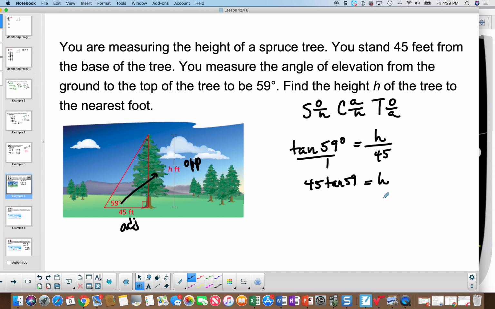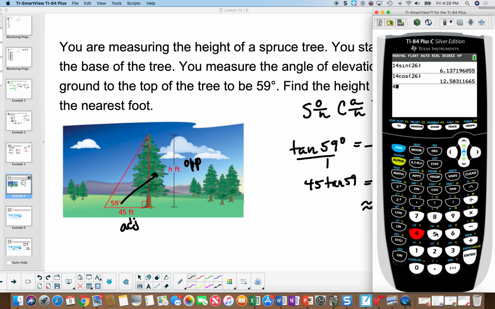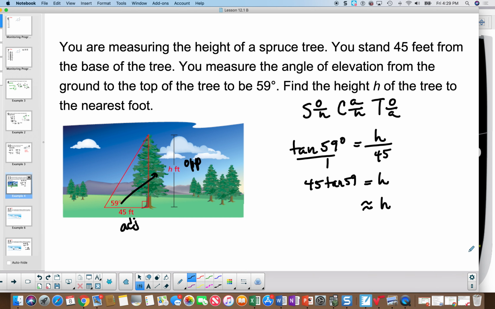And now at the very end I use my calculator, so I'm going to go 45 and then press tangent of 59 and then enter, and my answer to the nearest foot is 75. So this is 75 feet. So you need to take a look at what they ask you to round to.